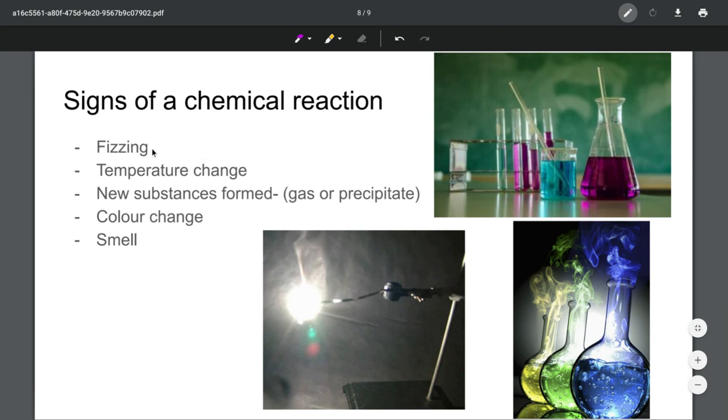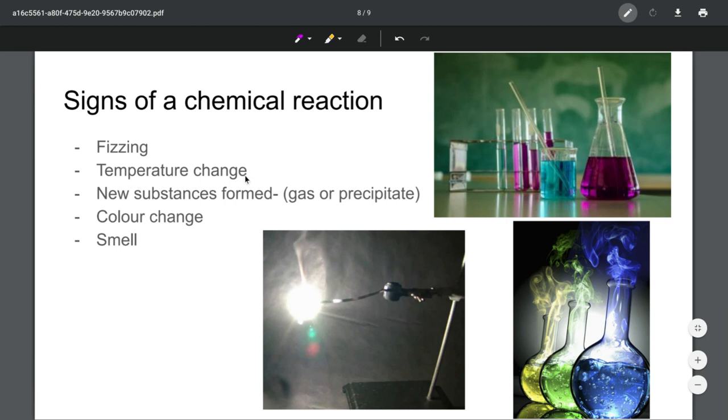You might get fizzing when you react something together. Fizzing is obviously what you'll see if you've got a liquid. Fizzing shows a gas leaving. So here's an example. You can see the fizzing happening. There's some kind of reaction, and the gas is escaping. That's what causes the fizzing. It links in with new substances formed. Here's the gas. The two go hand in hand, although obviously if you don't have a liquid you wouldn't necessarily see fizzing.